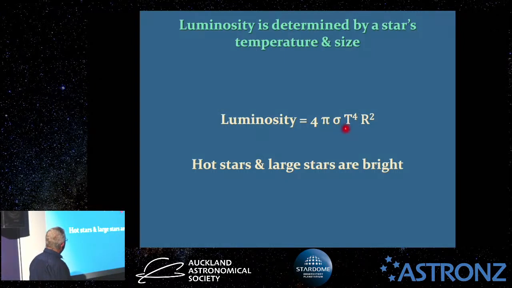But the 2 variables here are temperature to the power of 4, so the temperature of a star plays a huge role in how bright it is, and then the square of its radius. So the bottom line is that hot stars and large stars are bright. That's the bottom line, and that's why they're all very, very bright. They're either hot or they're large. Sometimes both.